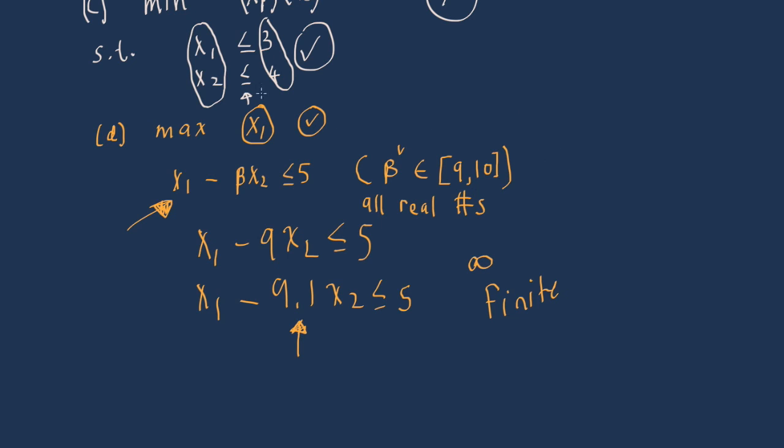So these are 4 examples, and hopefully you have a better idea of how to formulate a linear program and what is considered a linear program.